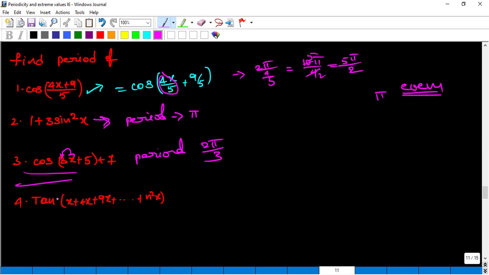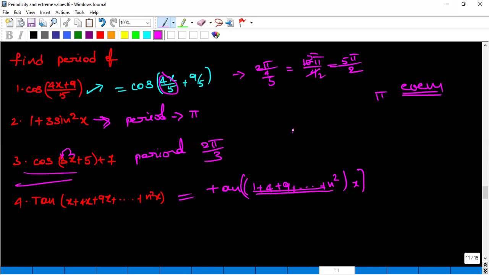Then what do you tell about this? Same as the previous question, but we need to solve here a little bit. Yes. Tan, from all the terms, take out the x: 1 plus 4 plus 9 plus and so on, up to n square. This is nothing but 1 square, 2 square, 3 square and so on, times x. Sum of the squares of the first n terms. We will use the formula for the first n terms.